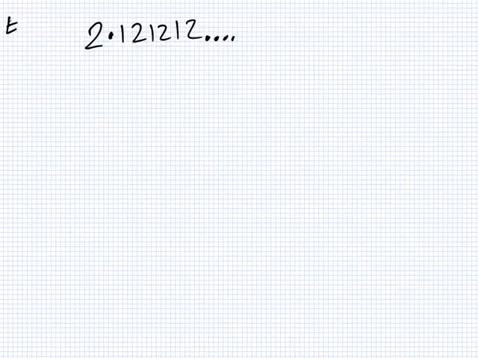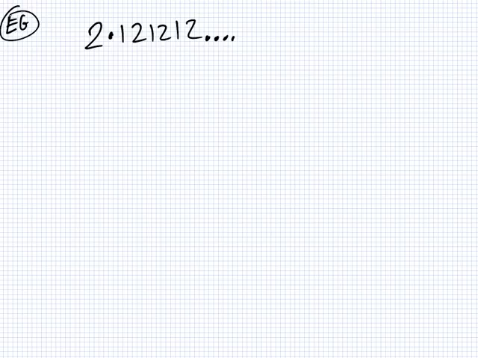I have a number like this. Let's say 2.121212, etc. And I want to write it as a rational number, as a fraction like this. How can I do that? That's what we're going to look at now. You just put it in. Yes, that's true, but we need to do it the long way.